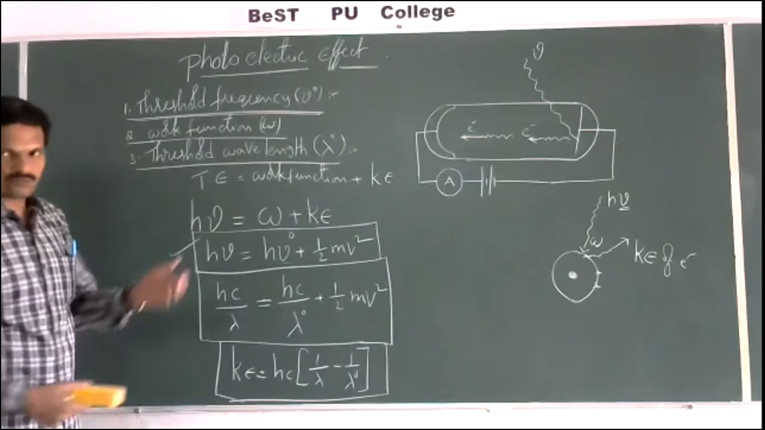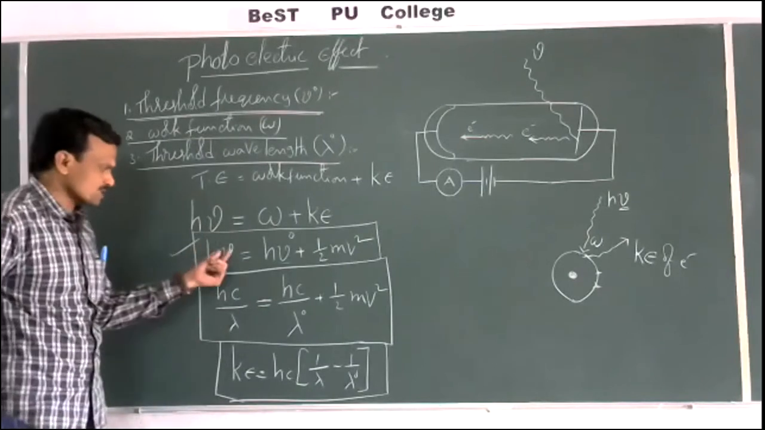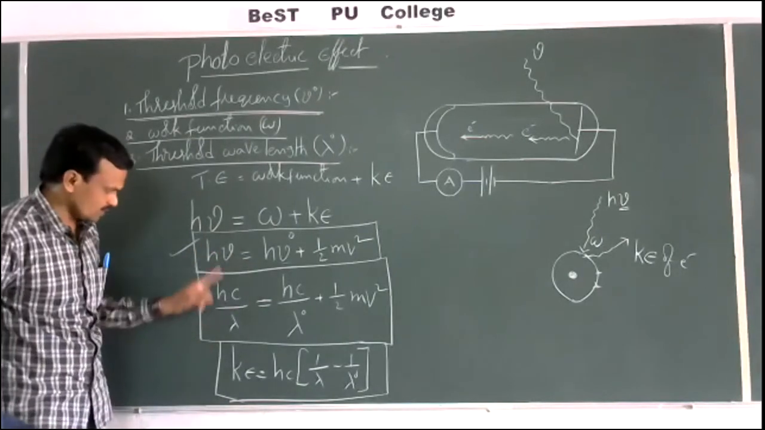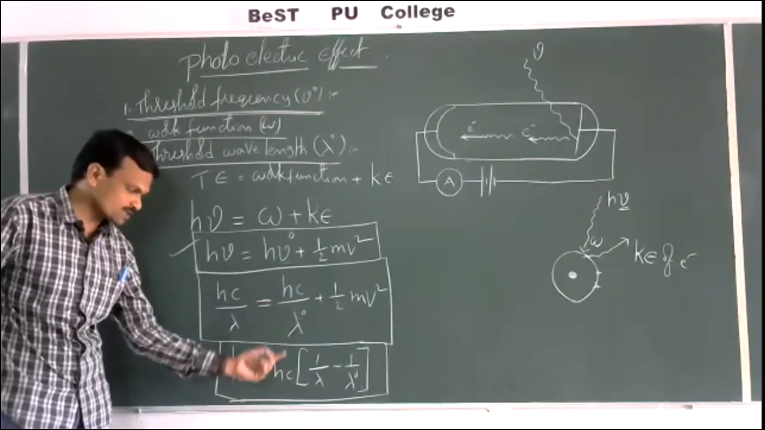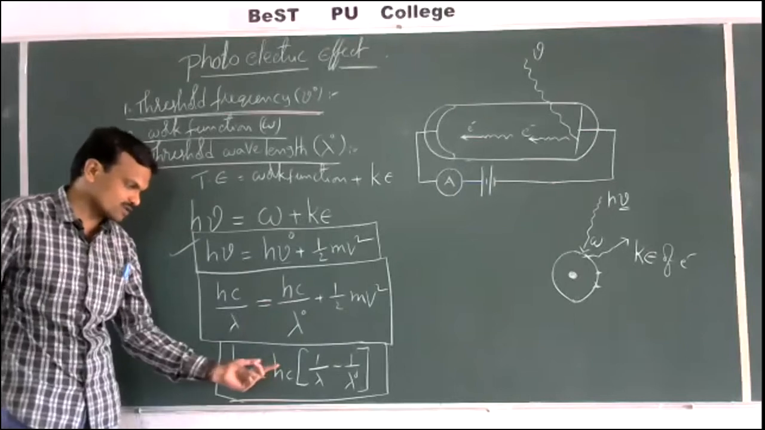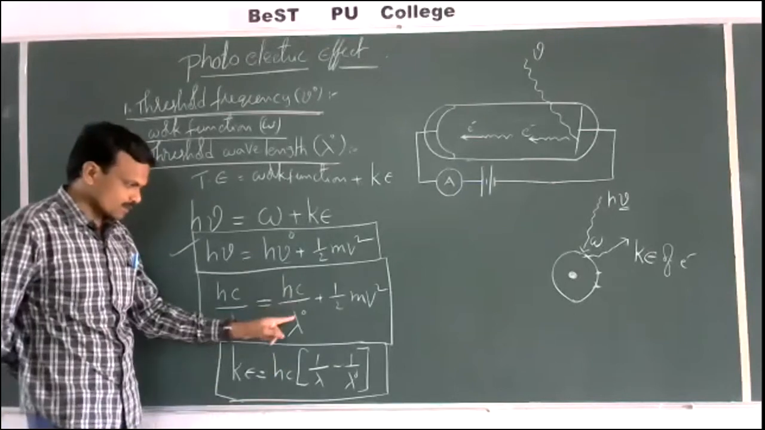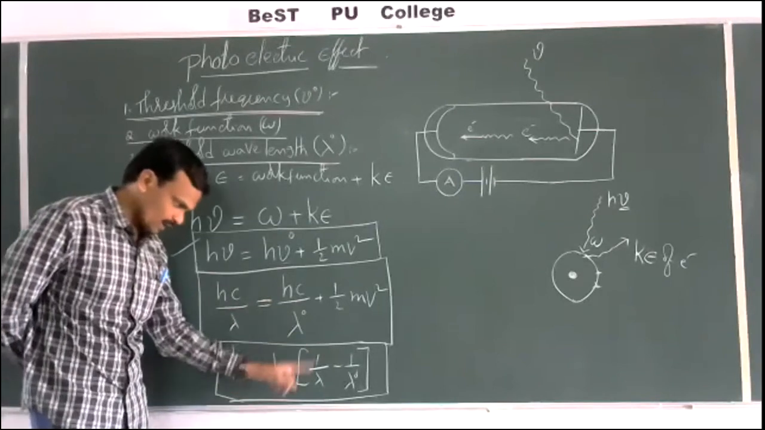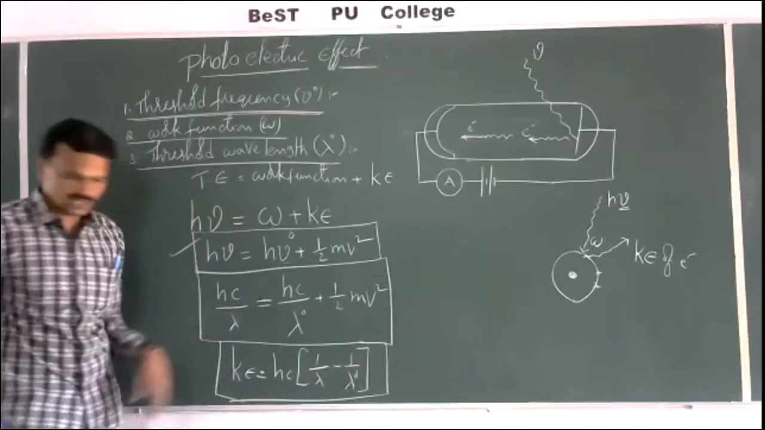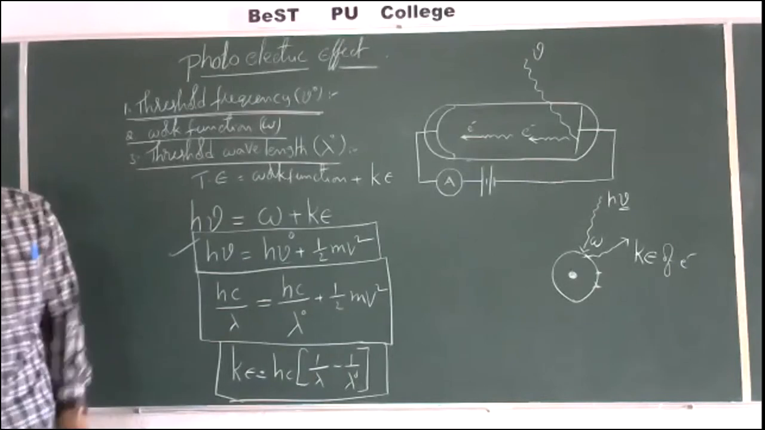The same in terms of wavelength: just replace nu with c by lambda, then you can get this equation. And from this equation we can derive the expression for kinetic energy of ejected electron. Take hc by lambda naught this side and take hc common, then hc into 1 by lambda minus 1 by lambda naught, that is kinetic energy of ejected electron.